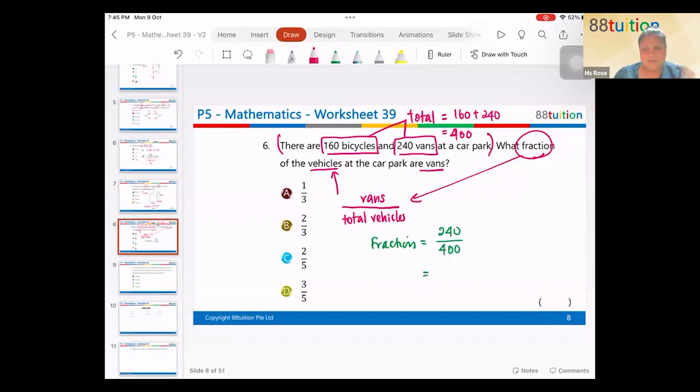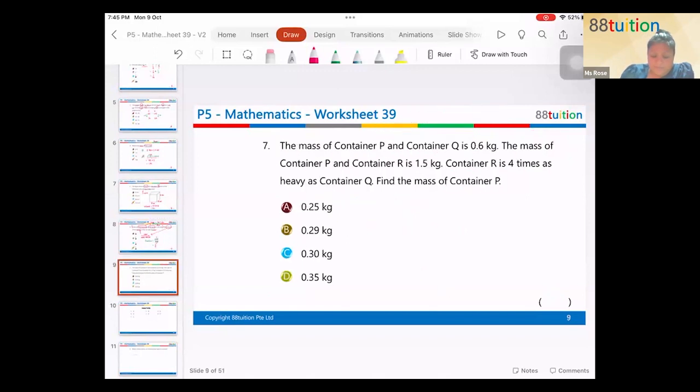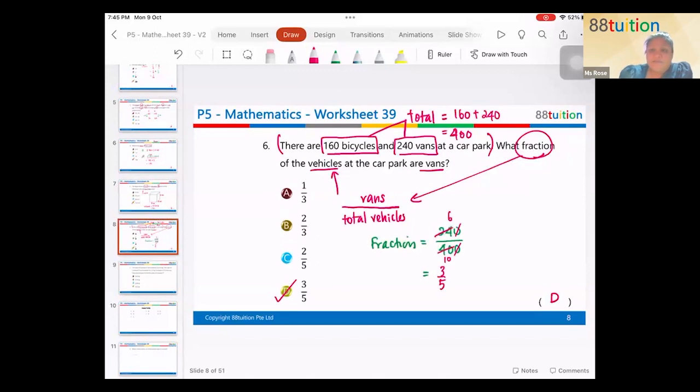Now, again, no calculator, right? Cancel first. The easiest here, you divide by 4 to give you 6, divide by 4 to give you 10. So, divide by 2, 3/5. Okay, so that's D. Anyone still needs this? Okay. Question 7.